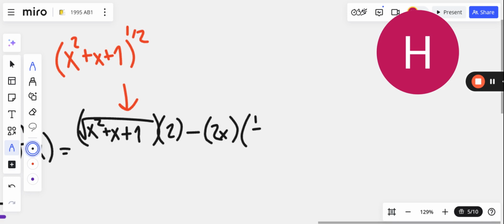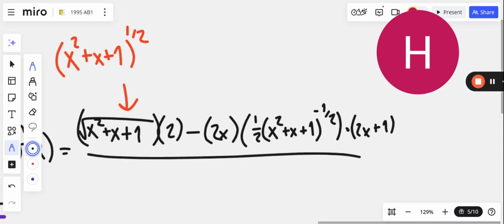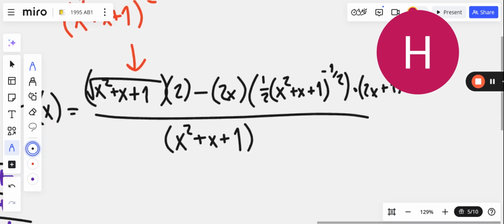So its derivative is going to be 1/2 x squared plus x plus 1 to the negative 1/2 power. And then because of the chain rule, we multiply by 2x plus 1. This is all over the square root squared, which just stays x squared plus x plus 1.